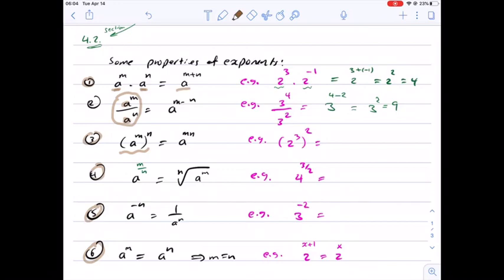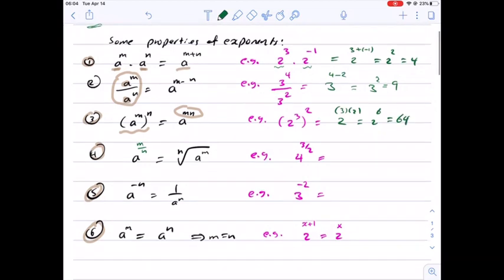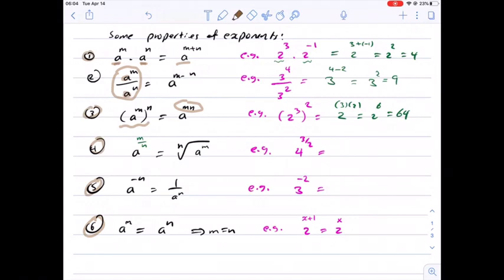If we have a raised to power m and then raised to the power n, when we raise some value from power to another power, we multiply the powers. So if we have 2 to the power 3 raised to power 2, then this is 2 to the power 3 times 2, which is equal to 2 to the power 6, and this is equal to 64.